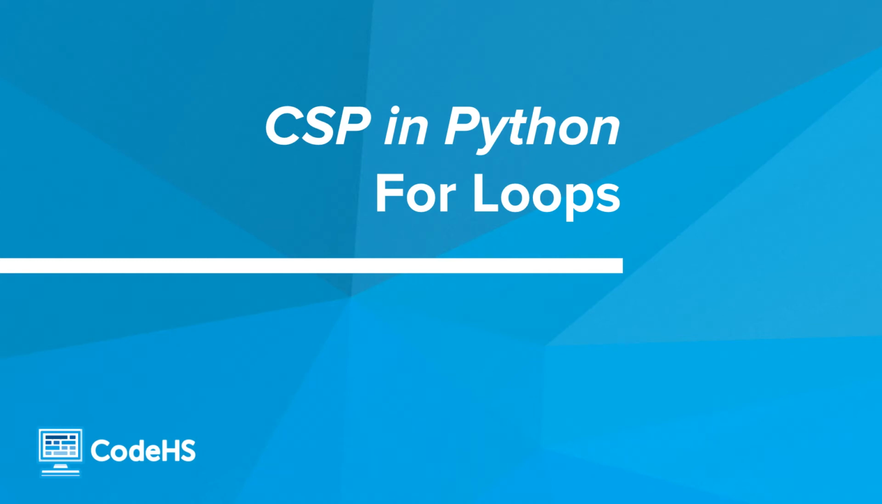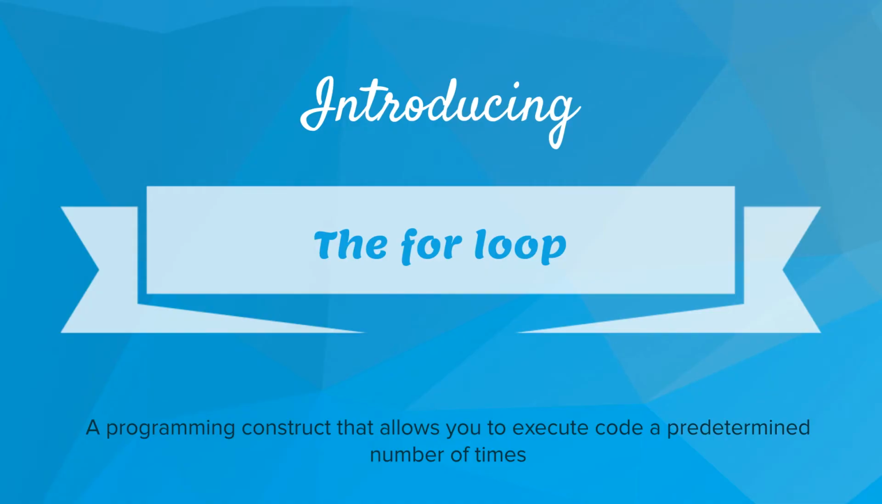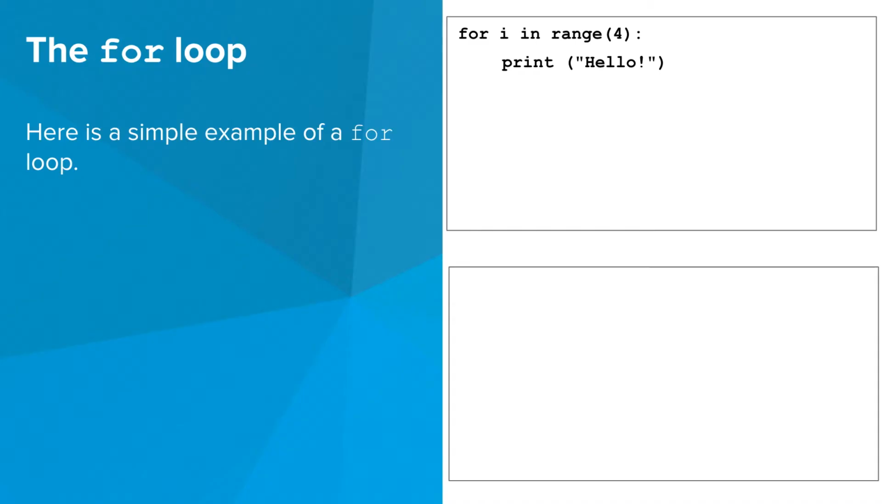Welcome back. In this video, you'll learn about one type of loop, the for loop. The for loop is a programming construct that allows us to execute code a predetermined number of times. Before picking apart exactly how the for loop works, let's look at a program that has a simple example of a for loop in it.